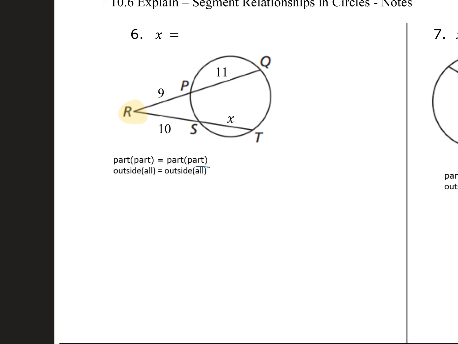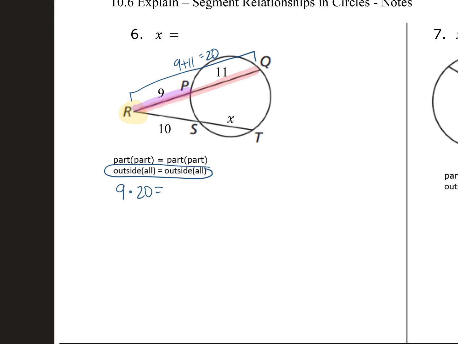So that means we're using the outside times all equals outside times all formula. So let's go ahead and identify our sections. First part, the top line, the outside is 9, so 9 times, and then the entire line is 9 plus 11. So remember, we have to add those, not multiply. 9 plus 11 gives us 20 for that outside section.